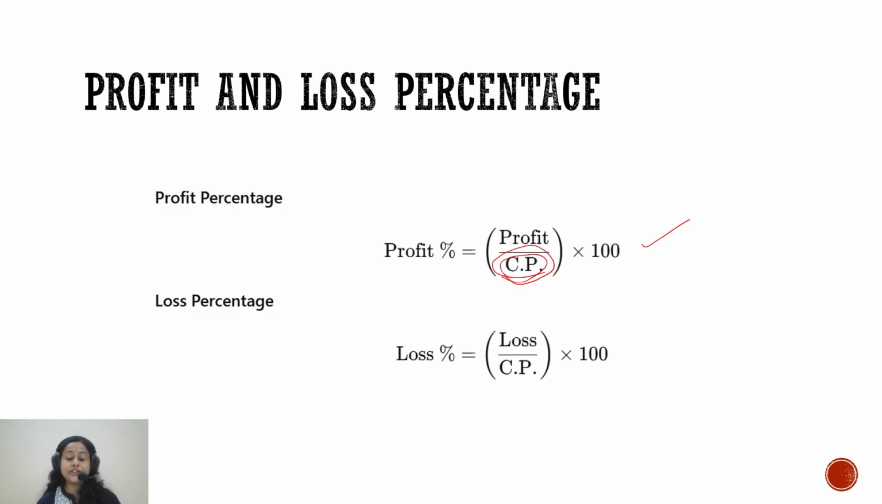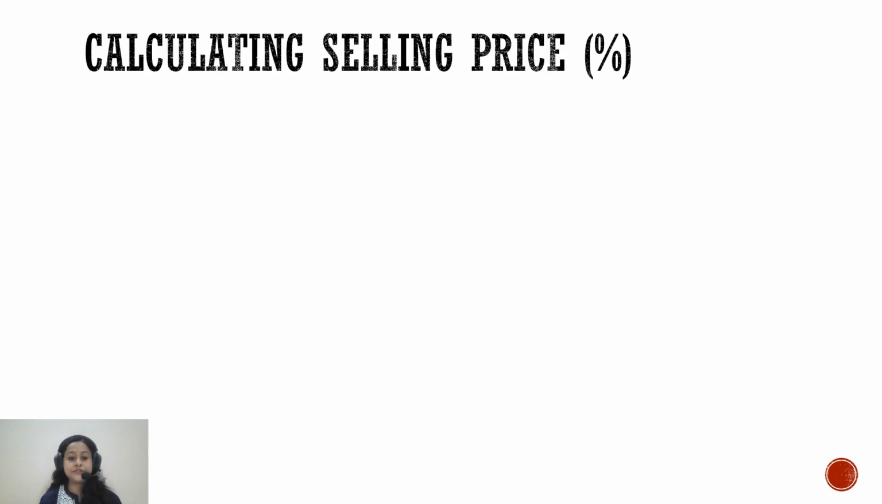So the profit percentage you can calculate by dividing the profit amount by cost price, into 100. Obviously profit, as mentioned in the previous slide, is the difference between selling price and cost price, right? And if you further divide it by cost price, you will get profit percentage. Same way, loss percentage can also be calculated like this. First you find out the loss amount, divided by cost price into 100 will give you loss percentage.